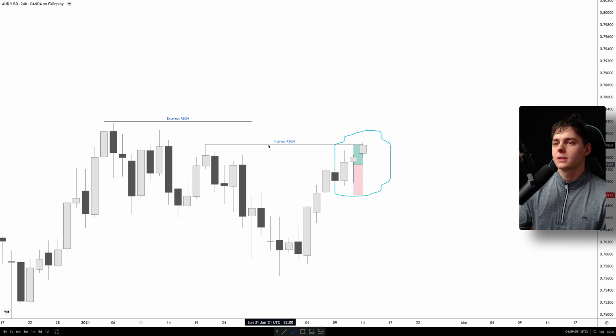The problem is just that price is never going to reach into the internal relative equal highs or external relative equal highs if you're going to do that. Or it might as well just do something like this: go into your stop loss and only then go into the liquidity. So be careful of that and don't be greedy.